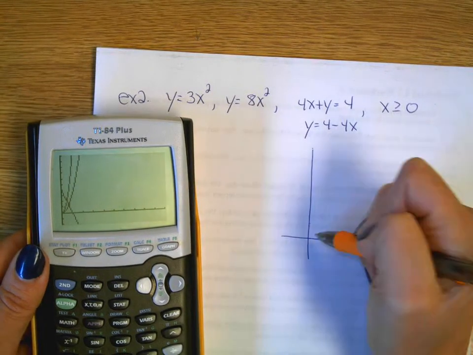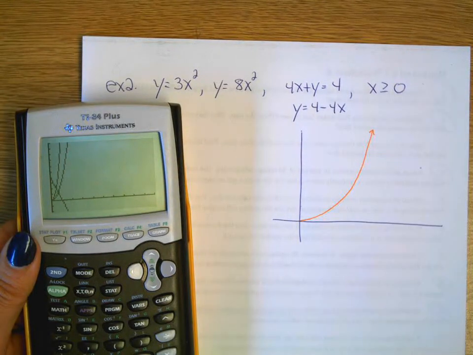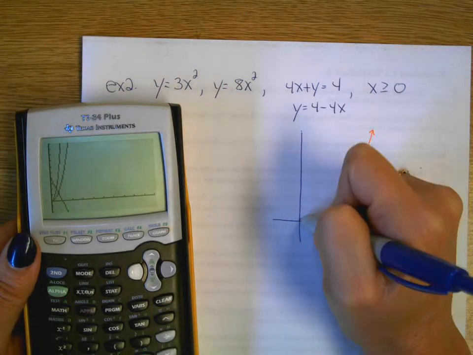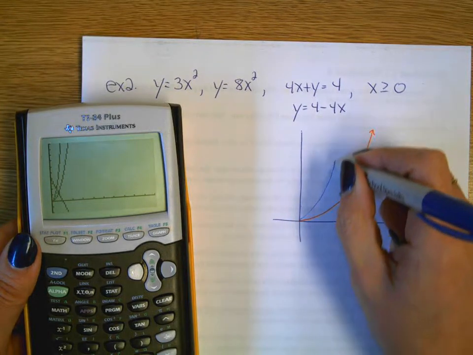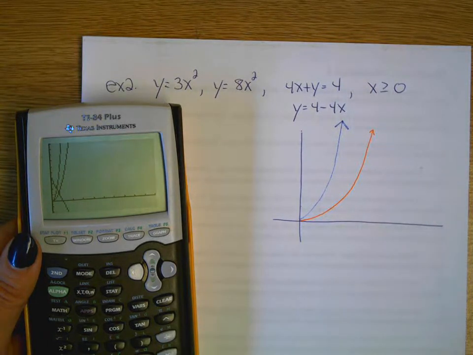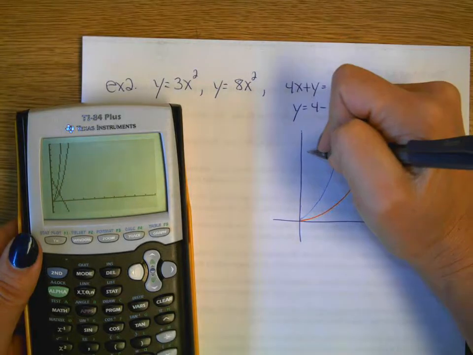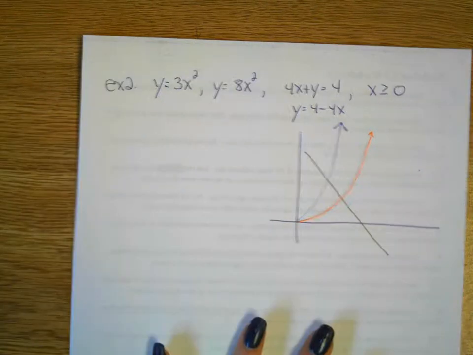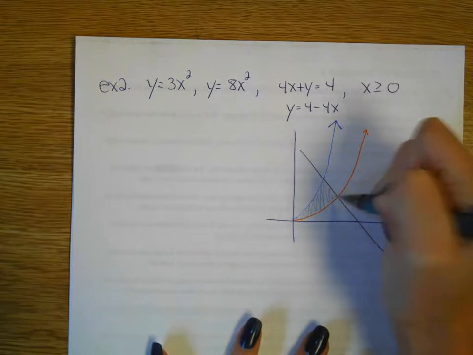So I will graph y equals 3x squared, that was that parabola. I'm going to exaggerate it. y equals 8x squared is also a parabola, but it's a little steeper. And then I have the line coming through. Okay, looks like it's just one region. It's this region right here, that's bounded by all 3 of those.